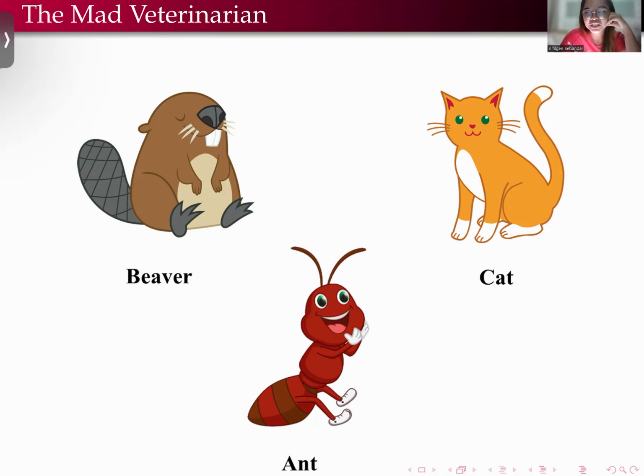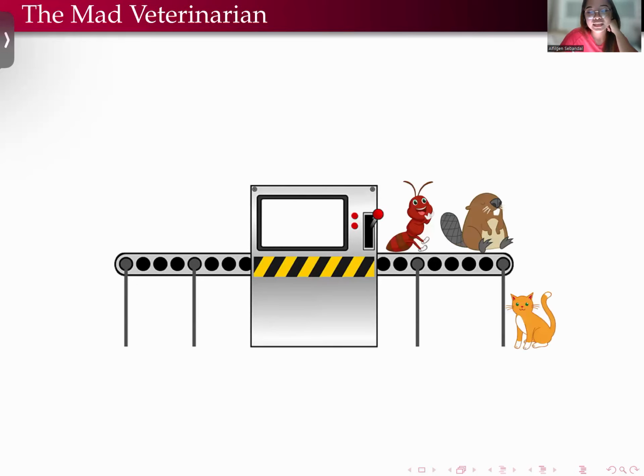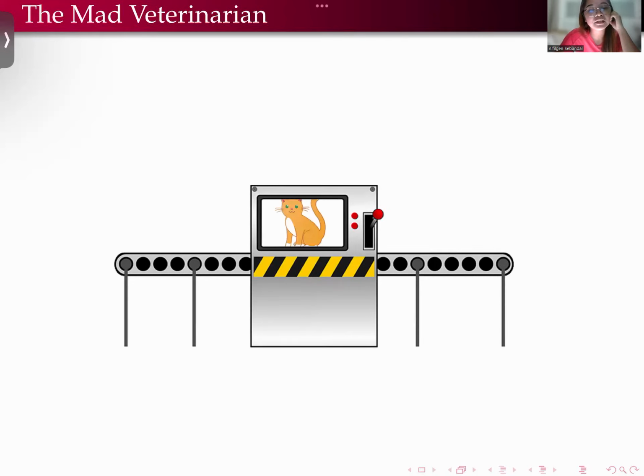Now, this mad genius veterinarian has created a machine, and it does some magical things with the animals. What it does is if he puts an ant inside the machine, it produces another animal. In this case, the ant became a beaver. Now, if the veterinarian puts a beaver inside the machine, it then produces an ant, a beaver, and a cat. So it seems like the machine does not just change the type of animal, but it's also producing more animals. And lastly, if the veterinarian puts in one cat, then it produces one ant and one beaver.